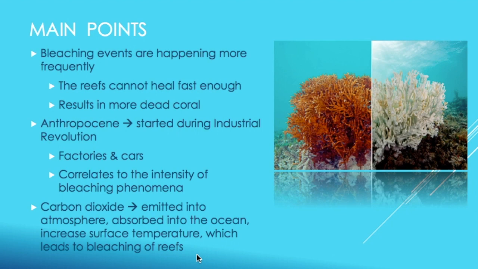So when carbon dioxide is emitted into the atmosphere from cars, factories, etc., the ocean absorbs it, which increases the surface temperature. And that puts stress on the corals, which is what leads to bleaching, because when they bleach, it's actually a stress response.